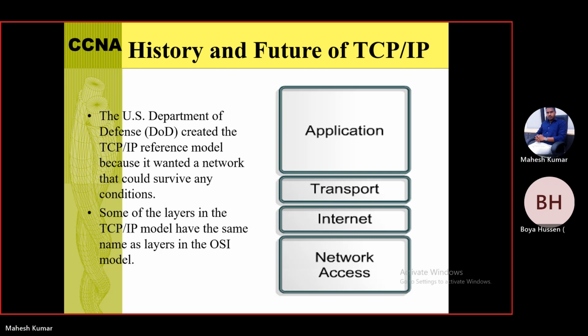Some of the layers in the TCP/IP model have the same names as layers in the OSI model. We can say the OSI and TCP/IP layers were launched together. But TCP/IP was already tested by the US Department of Defense in 1984. If you use multiple protocols for the same work, there is a chance of conflict, right? So they decided to keep the OSI layer as a reference model, and for real-time use TCP/IP. Instead of keeping 7 layers, they kept just 4 layers.